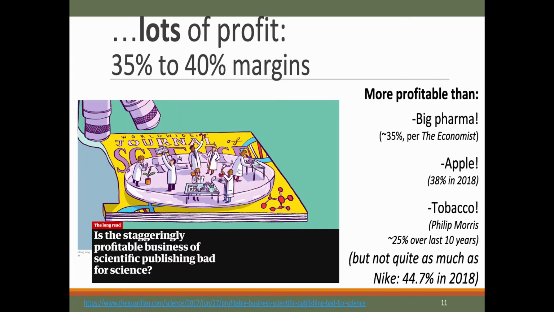And it is not a little bit of money. Academic publishing has profit margins of 35 to 40%. This is more profitable than Big Pharma. This has been more profitable than Apple computers. This is more profitable than tobacco. Not quite as profitable as Nike. But this is a huge amount of money, which they have been making with us giving the work away.